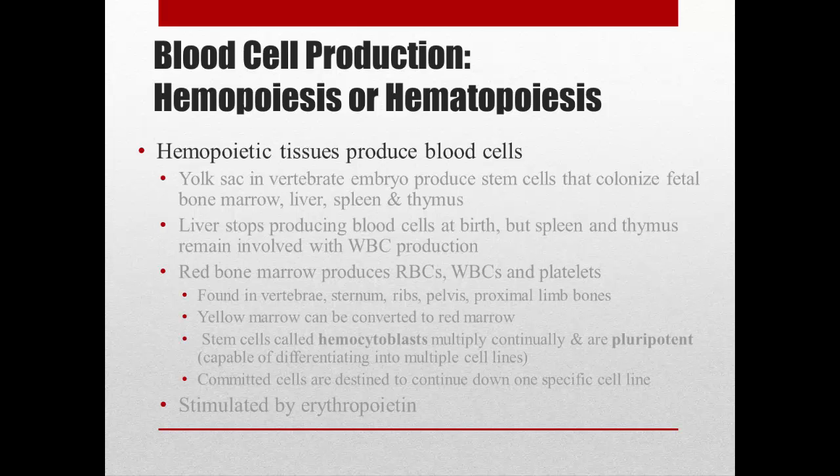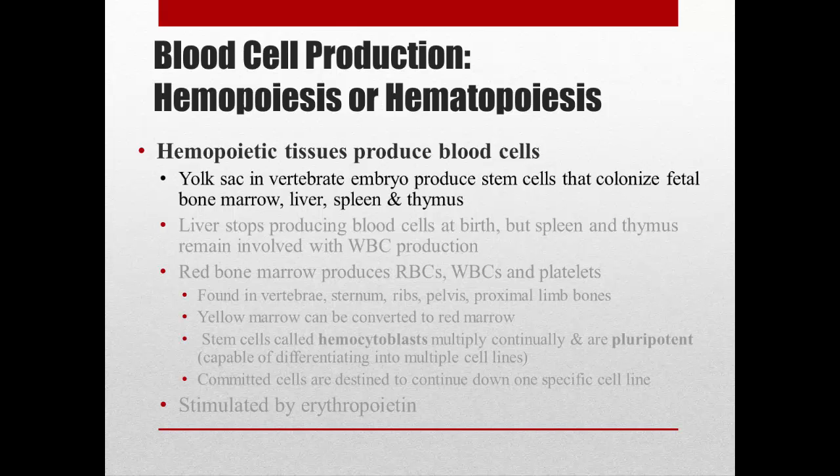Now, the last thing I want to look at in this video is how blood cells are produced, and that process is called hematopoiesis. Hemopoietic tissue is what's responsible for producing the blood cells. Which tissues are responsible for making blood cells changes throughout our life. First of all, you've got the yolk sac.